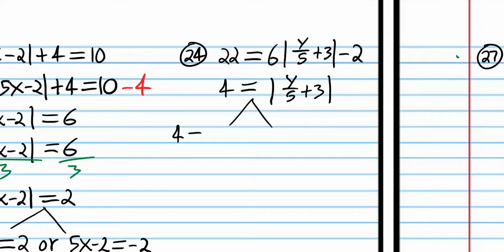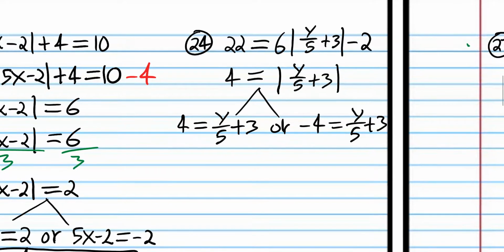So now we know that positive 4 is equal to y over 5 plus 3, or negative 4 is equal to y over 5 plus 3. So now we just solve, and we get y is equal to 5. And I have plenty of room down here, so I guess I can go down one more line. Or y is equal to negative 35.